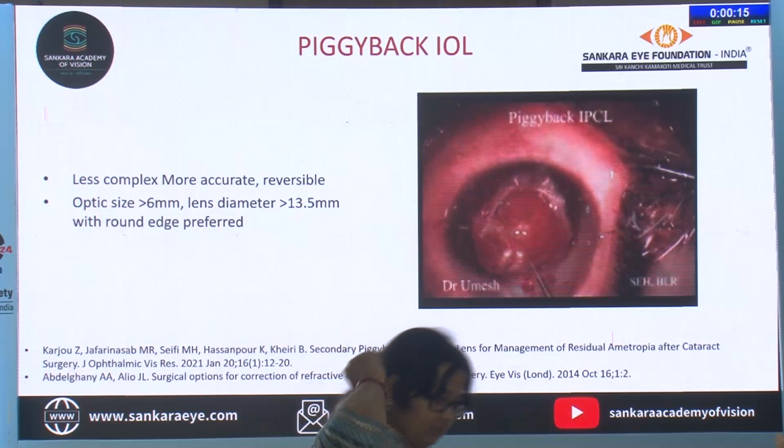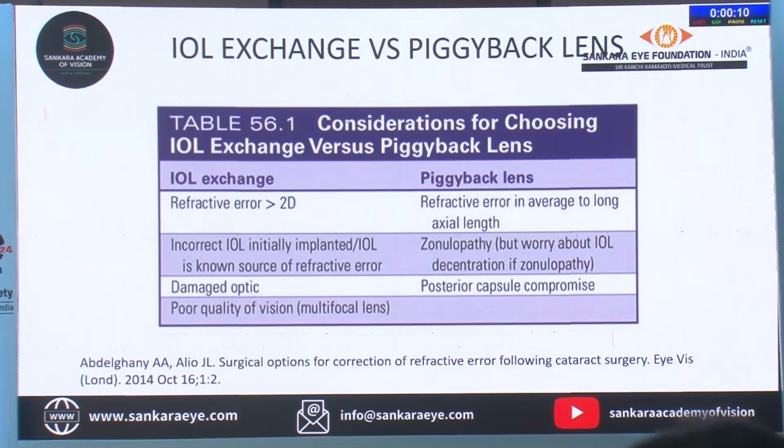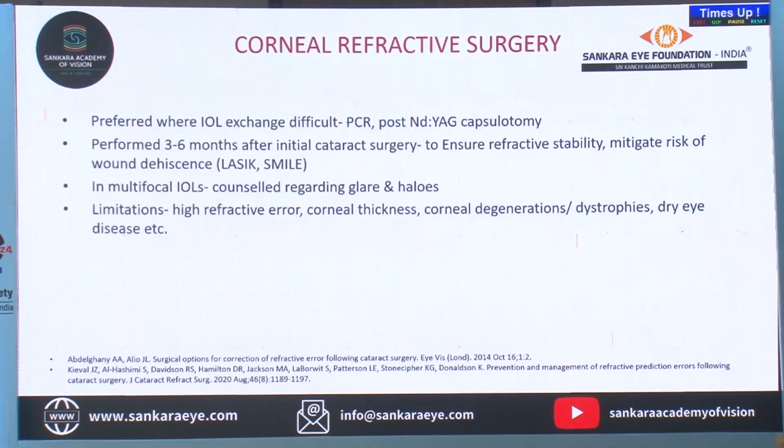We have some options available with us. IOL exchange versus piggyback lens: the piggyback lens is mainly for hyperopic cases, not in the very long axial lengths, in zonulopathy if you have it, and if there is a posterior capsule compromise, you can go with the piggyback lenses. Corneal refractive surgeries, I have done quite a few where IOL exchange is difficult, there is a PCR or AG already done.